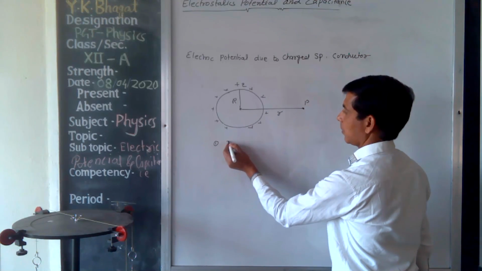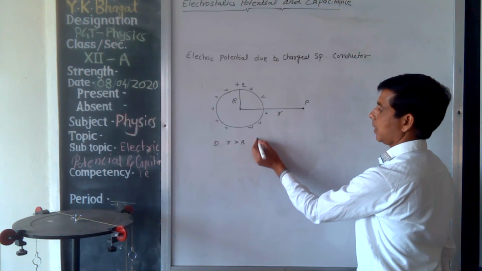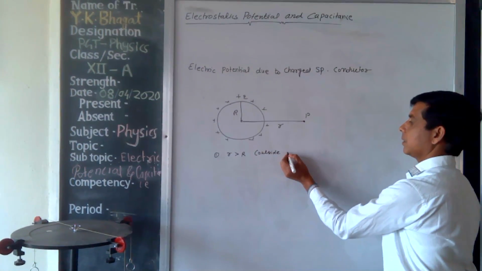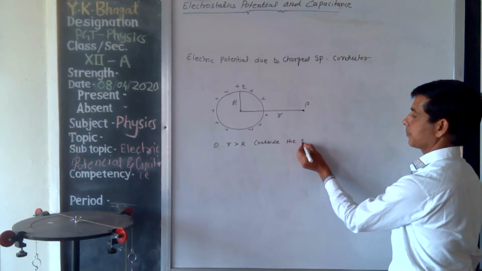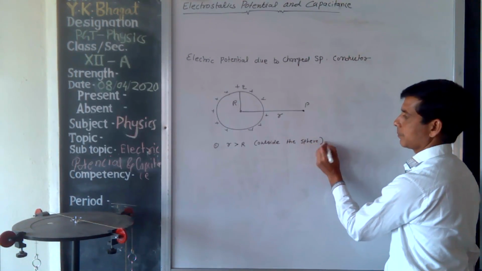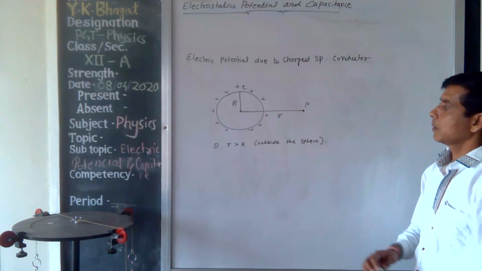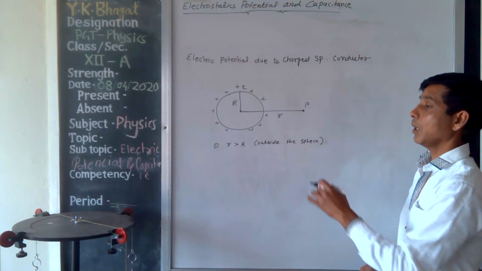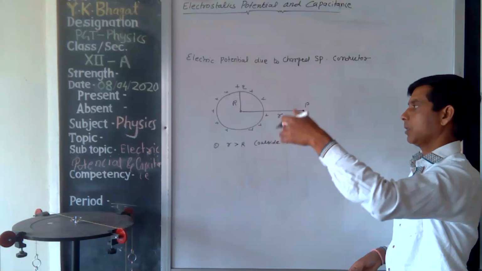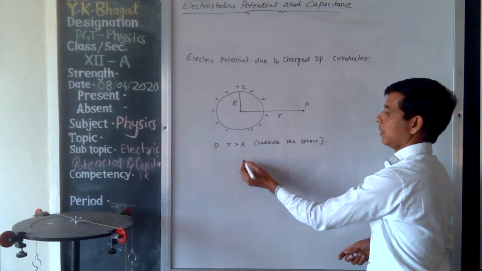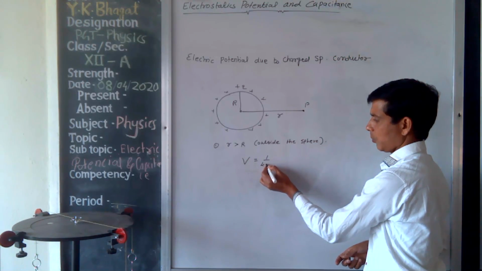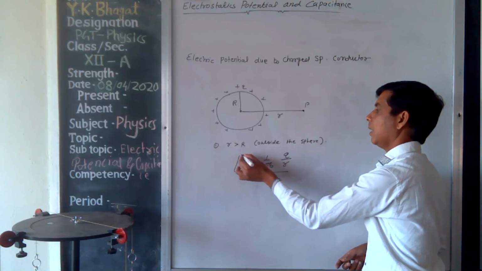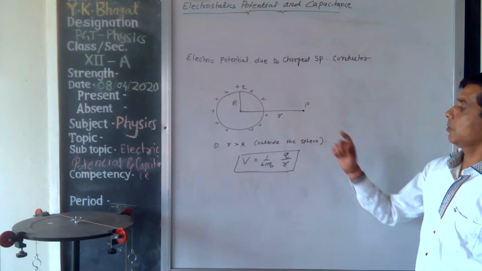First case, when r is greater than R, that means outside the sphere. Outside the sphere, the potential at point P is given by the previous formula, that means electric potential due to a point charge at any point, and it will be 1 upon 4 pi epsilon naught, q upon r. It is the formula for outside the sphere.